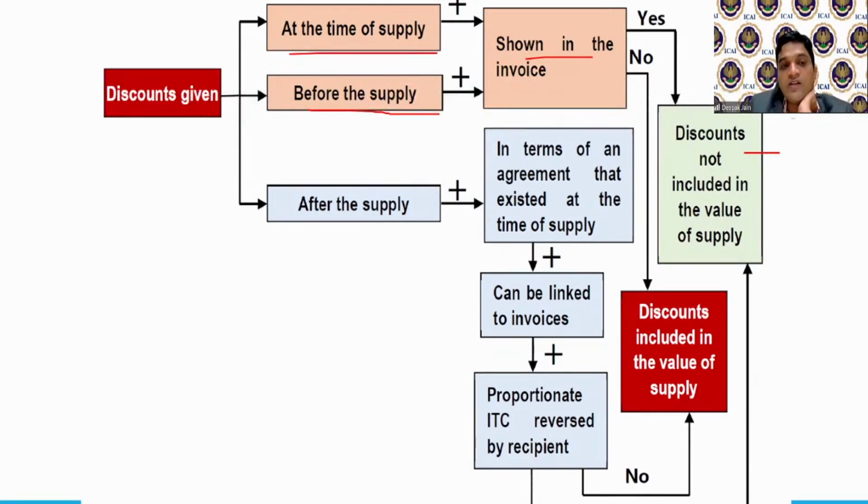Then if a discount is given after the supply and it is in terms of an agreement that exists at the time of supply, and it can be linked to the invoices, and proportionate ITC is reversed, when all of these three conditions are there, then the discount will not be included. If any of these three conditions is not satisfied, then the discount will be included in the value of supply. Clear, the discount part?